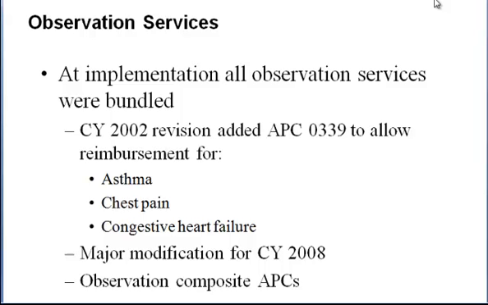With the inception of the outpatient prospective payment system, the APC system bundled cost for observation services into an APC payment for the procedure or the visit in which the observation was associated. However, in 2002, a revision added APC 0339 in order to pay separately for certain observation services that were associated with clinic visits, ER visits, or critical care services.